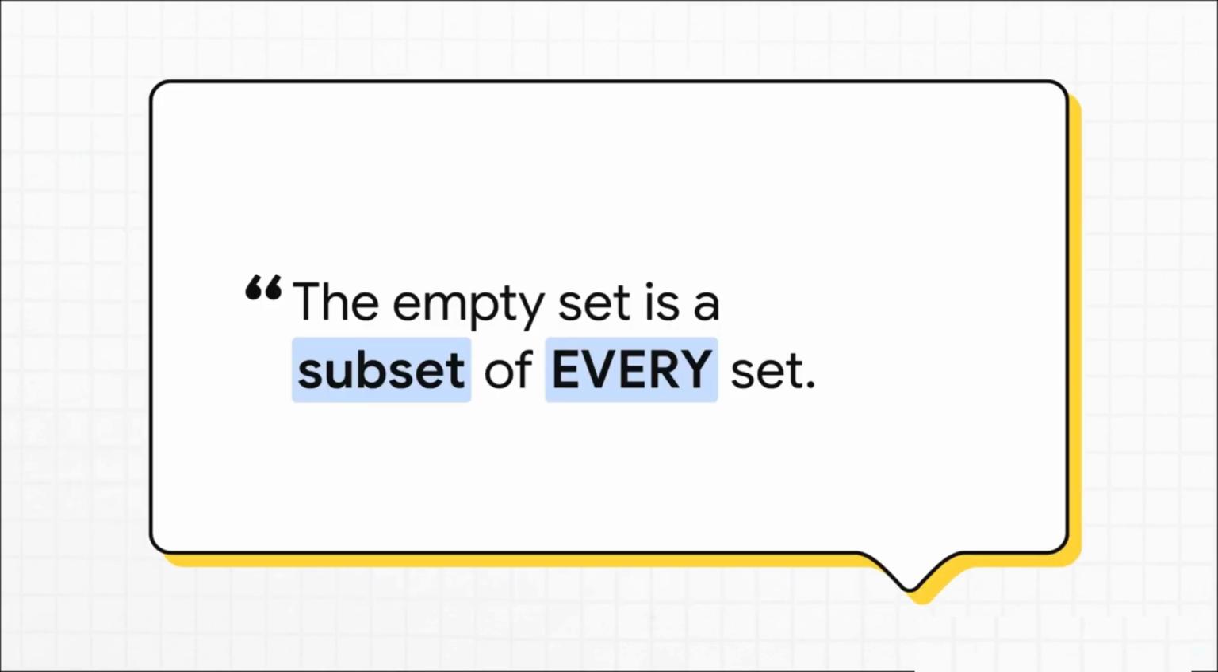Now listen up, because this is a big one. This is a golden rule you need to memorize. The empty set is always considered a subset of every single set that exists. It's kind of this weird logic puzzle, but the reason is you can't find an element in the empty set that isn't in another set, because there are no elements in there to even check.